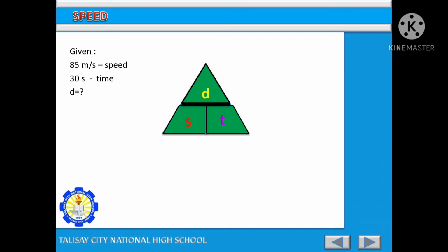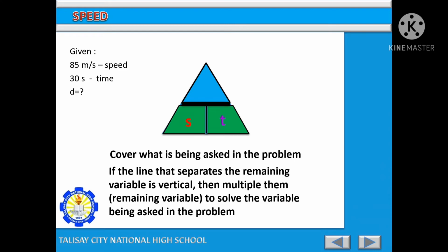Now, how do we use the magic triangle? All you need to do is cover the variable that is being asked in the problem. In this case, it is the distance. So we cover the distance like this. What is left is speed and time. If the line that separates the remaining variables is vertical, then multiply them to solve the variable being asked in the problem. Therefore, in solving for distance, distance is equal to speed times time.